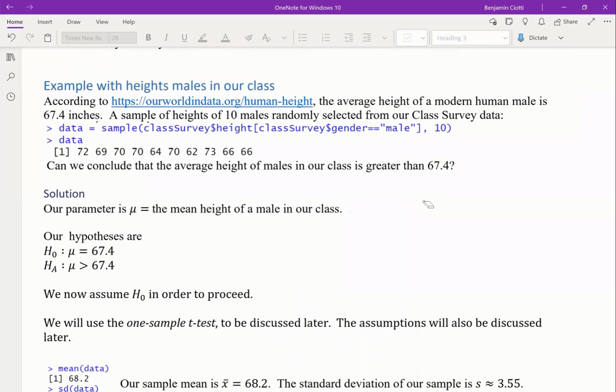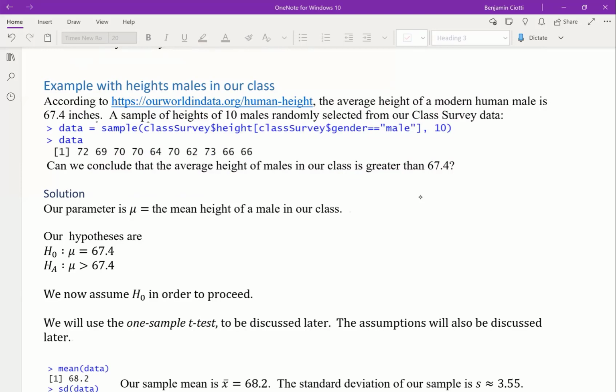So let's do an example of hypothesis testing with the heights of males in our class. I looked up the average height of a modern human male, and I found that it was 67.4 inches. I sampled 10 males from our class using class survey data. In fact, here, you can even see the code for that if you want. I just picked 10 males randomly from our class. These were the 10 heights that I got. The question is, can we conclude that the average height of males in our class is greater than 67.4 inches?